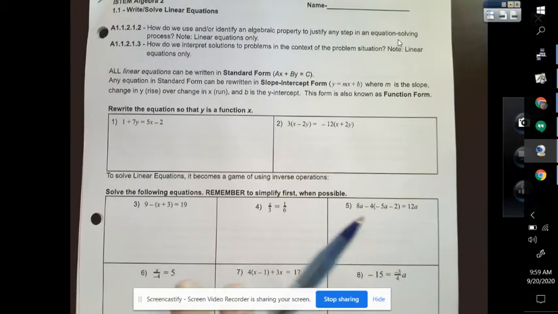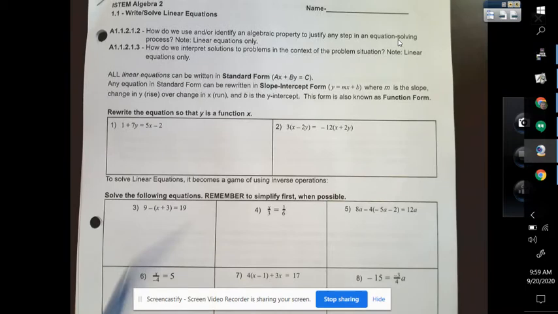We're going to be taking a look at our solving linear equations notes today. We're just going to kind of jump right into it. This is mostly review, so if I do go too fast, please feel free to pause the video and ask questions as we go through it. But yeah, here we go.